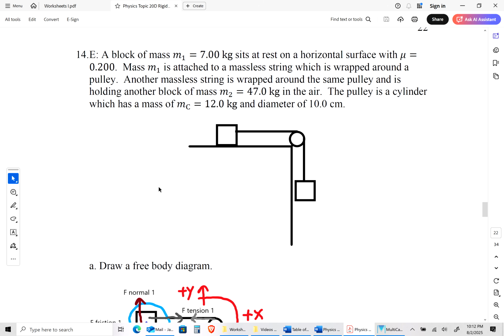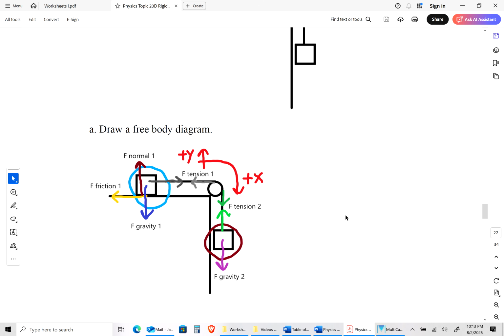Question 14. A block of mass m1 equals 7 kilograms sits at rest on a horizontal surface with mu equals 0.2. Mass m1 is attached to a massless string which is wrapped around a pulley. Another massless string is wrapped around the same pulley and is holding another block of mass m2 equals 47 kilograms in the air. The pulley is a cylinder which has a mass of m sub cylinder equals 12 kilograms and a diameter of 10 centimeters. Part A, draw a free body diagram.